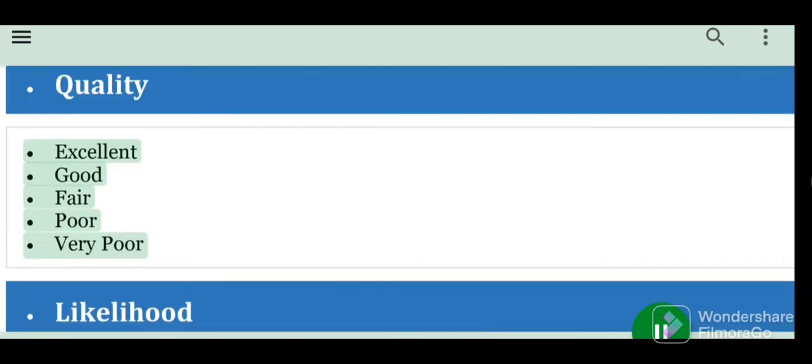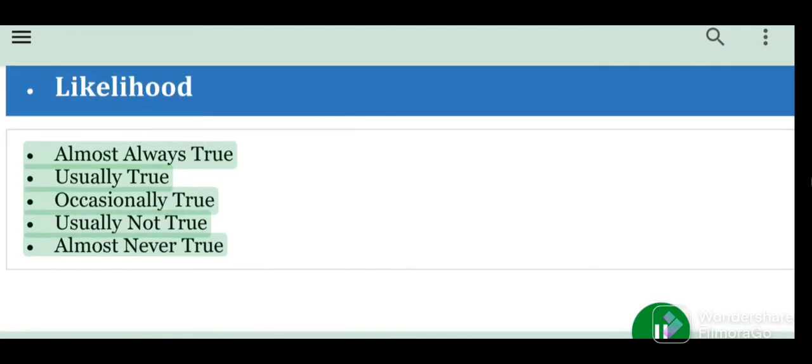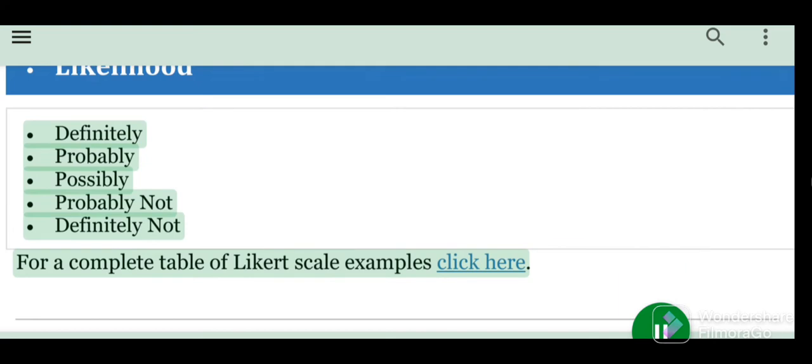Quality: excellent, good, fair, poor, very poor. Likelihood: almost always true, usually true, occasionally true, usually not true, almost never true. Likelihood: definitely, probably, possibly, probably not, definitely not. For a complete table of Likert scale examples, click here.